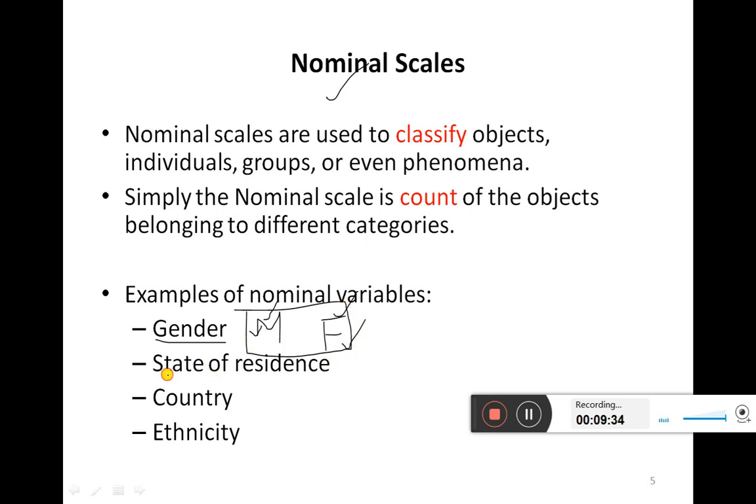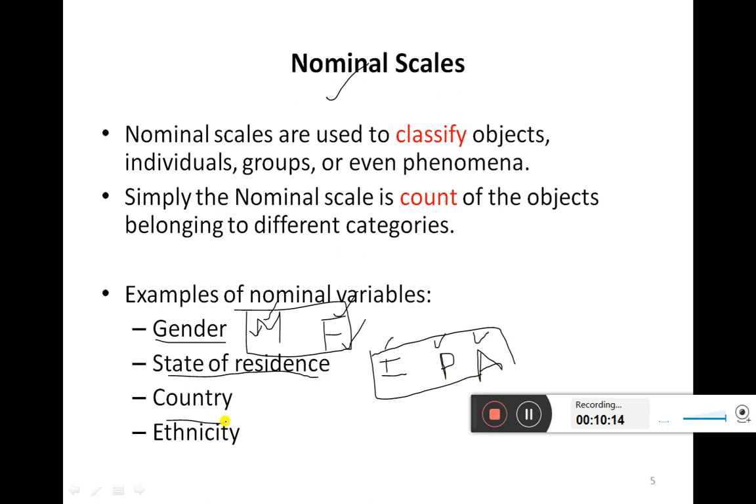Same is the case with state of residence. For example, let's suppose Iran: people who are Iranian. The same thing for Pakistan, and the same thing for Afghanistan. The people who are living in Pakistan, at the same time, can't live in, for example, Iran. So state of residence is a variable which categorizes into three categories: Iranian, Pakistani and Afghani, for example.